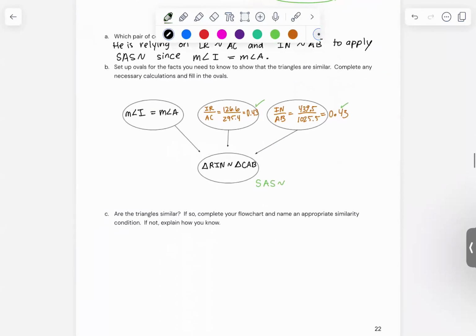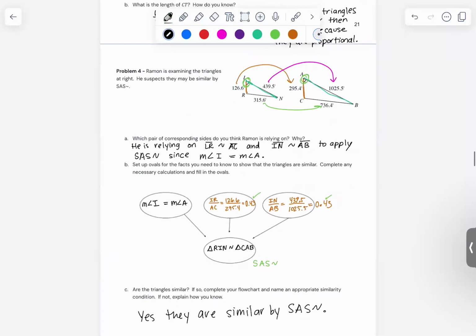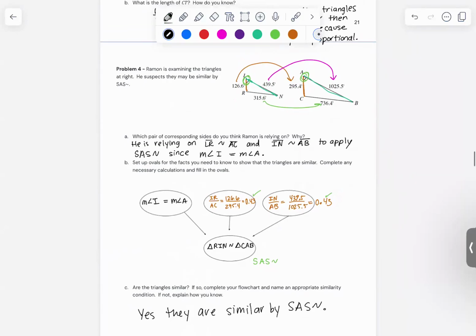So we can say, yes, they are similar by side angle side similarity. And then you would just look at the flow chart above. We don't need to make any more or create any more evidence. We have enough. Okay, so again, pause the video, look through your notes, do what you need to do.